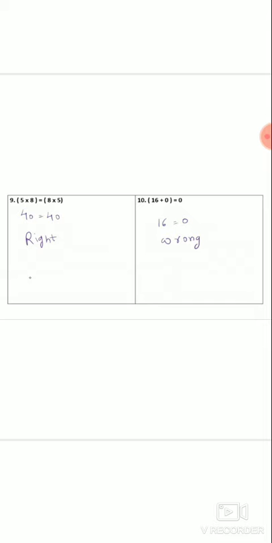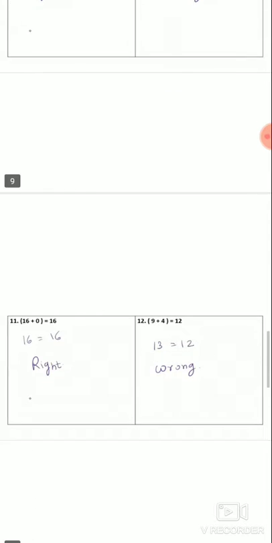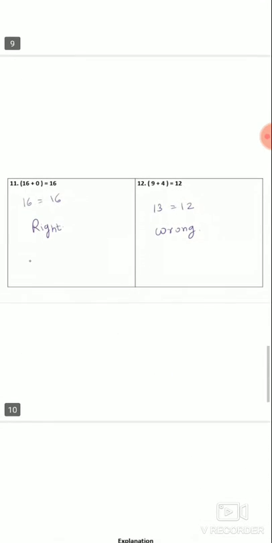Now 16 plus 0, the answer is 16. 16 is equal to 16. 16 is equal to 0? So the answer is wrong. 16 is equal to 16, so it's wrong. Now question number 11.